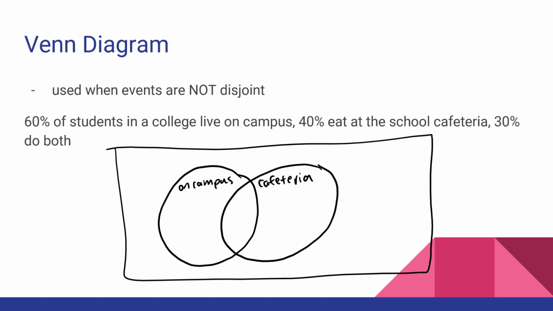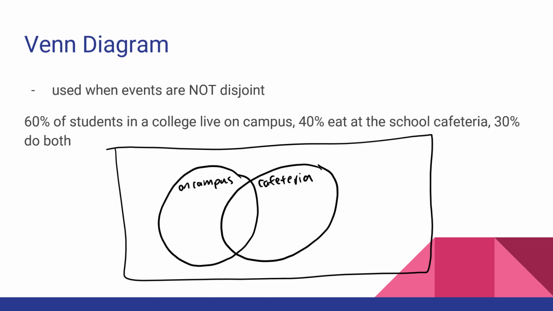We have our 2 circles here. What this box on the outside represents is our entire sample space. So inside of this sample space is 100%. Some of the 100% is in here, some is in here, some is in here, and there's still some floating on the outside. The probability floating around on the outside represents the students that do not live on campus and do not eat at the school cafeteria.